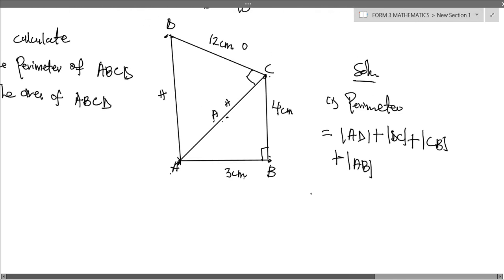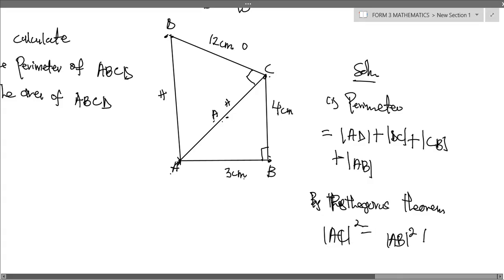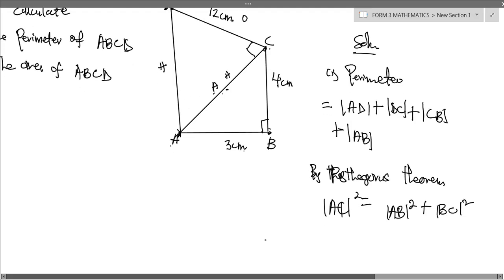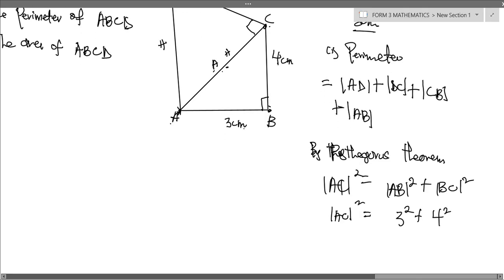So we can go ahead and say by Pythagorean theorem, AC squared will be equal to AB squared plus BC squared. So now we are finding AC, so that AC will help us find AD. Good. So AC squared will give us AB squared, 3 squared, plus 4 squared.